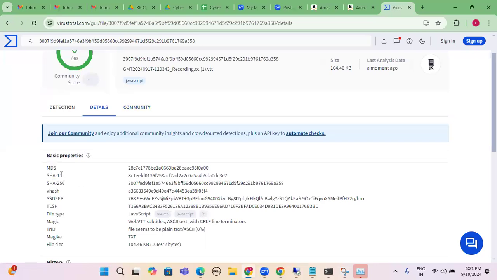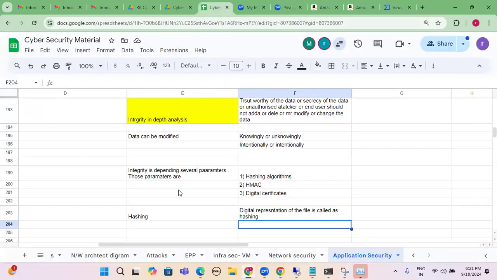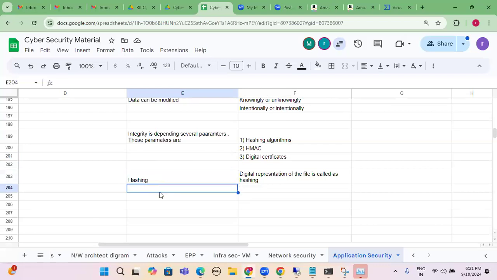MD5 and SHA-1 are already outdated or legacy, and we should not use them. Even whenever you are doing malware analysis using an EDR tool, or maybe a SIEM tool in SOC operations, don't go with MD5 and SHA-1. Take the SHA-256 hash value and do the analysis. So that is called hashing. And next one is hashing algorithms.